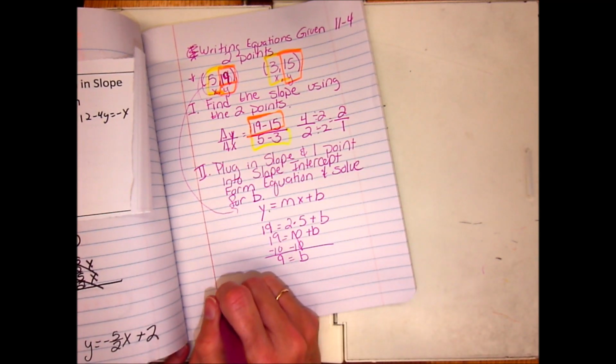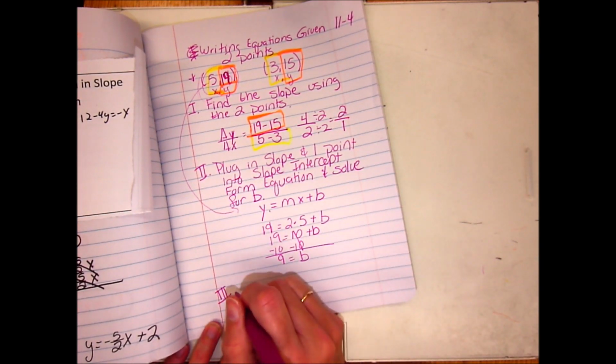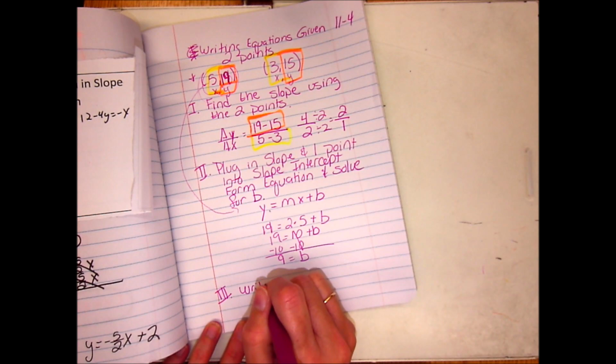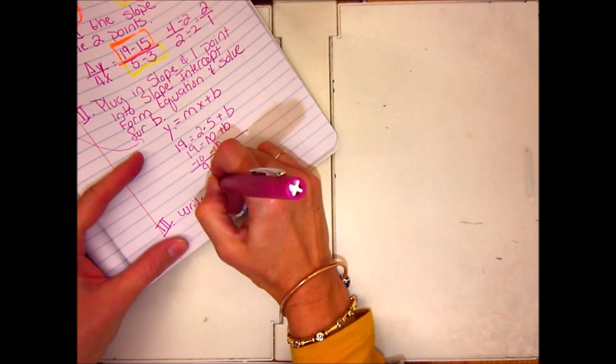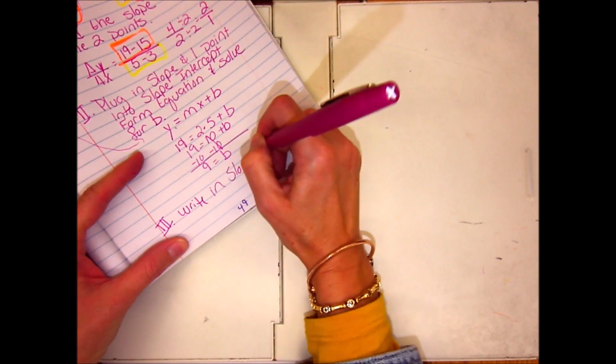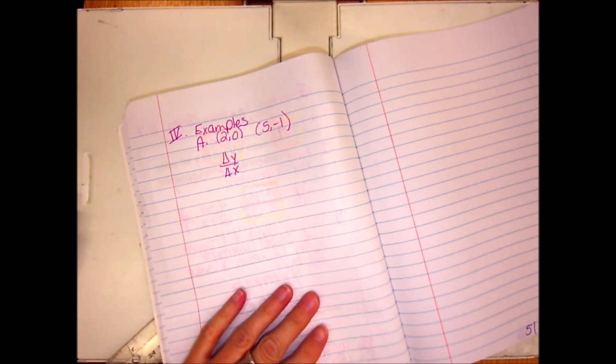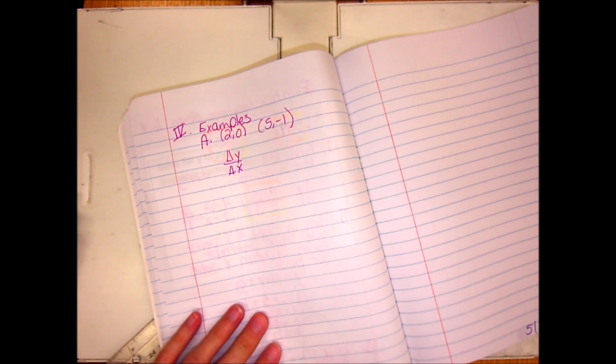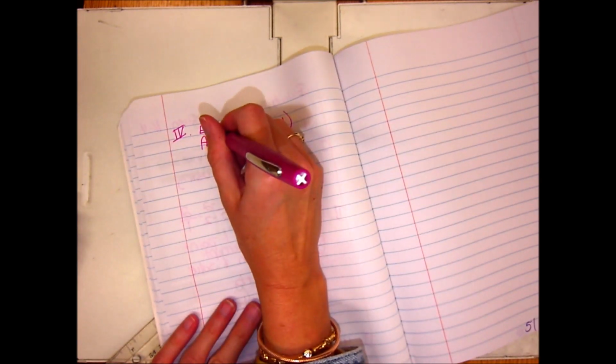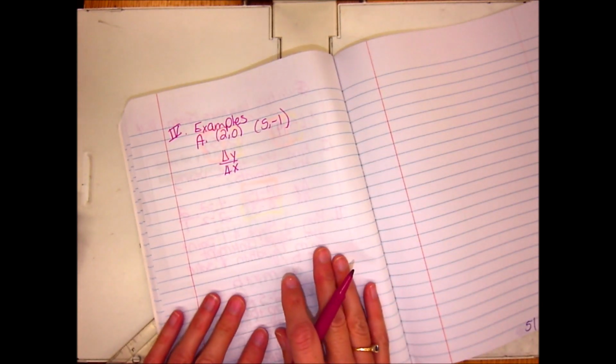And so then my last step, after I get all that, write that up so you guys can see. Write in slope-intercept form. And again, it doesn't matter which point you start with as long as you consistently start with the same point. So which point did we want to start with?